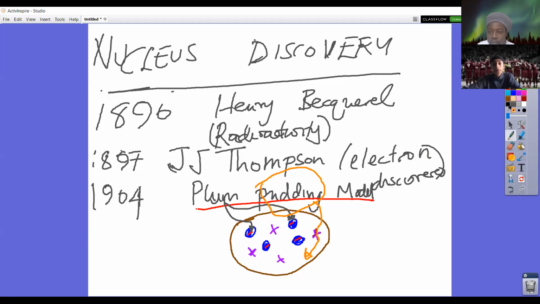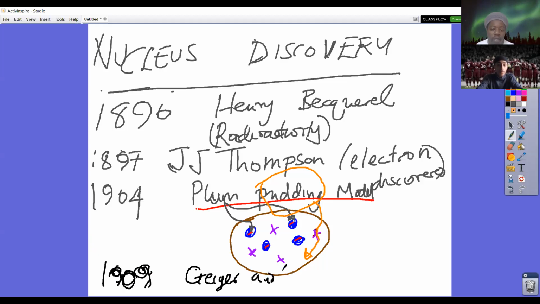And so in 1909, Geiger and Marsden performed an experiment. And this was more or less an experiment out of serendipity, because these two students' PhD supervisor was Ernest Rutherford.